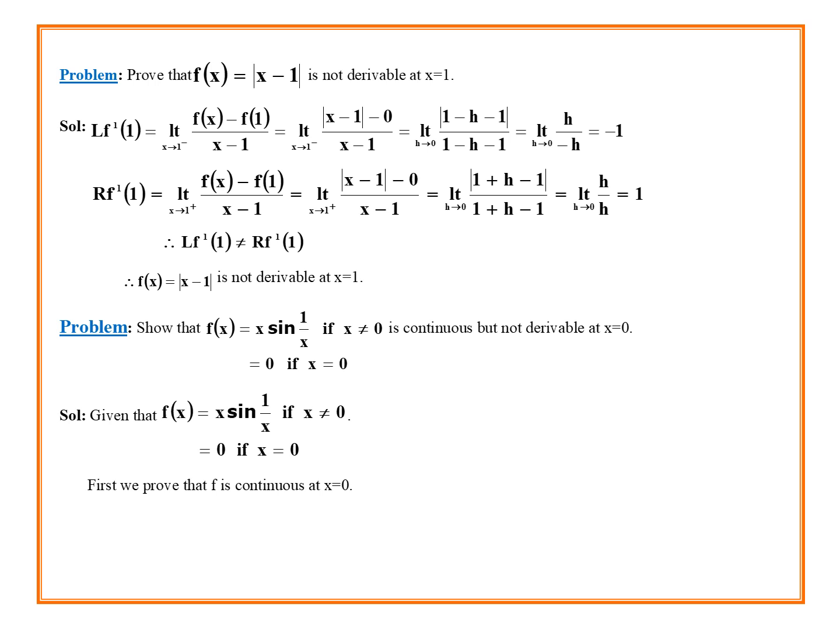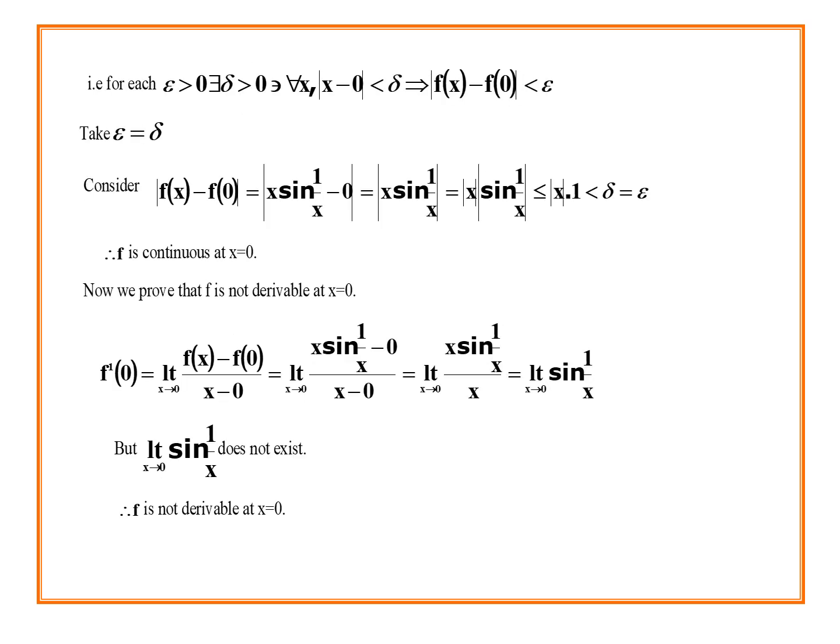Now first we have to prove that f is continuous at x is equal to 0. That is the definition of continuous: for each epsilon greater than 0, there exists delta greater than 0 such that for all x, mod x minus 0 less than delta implies mod f of x minus f of 0 less than epsilon.